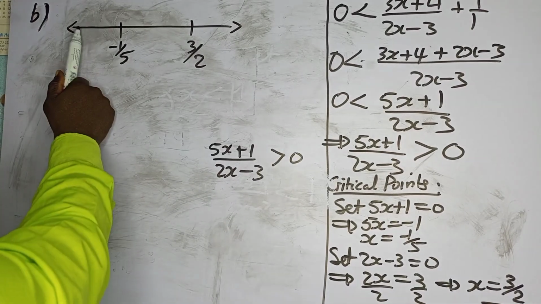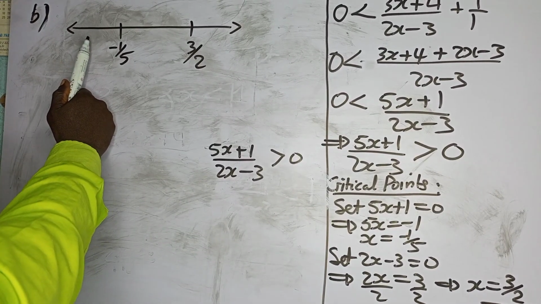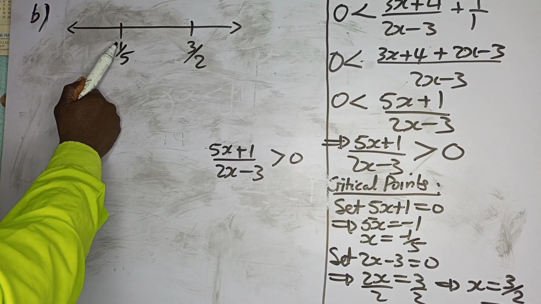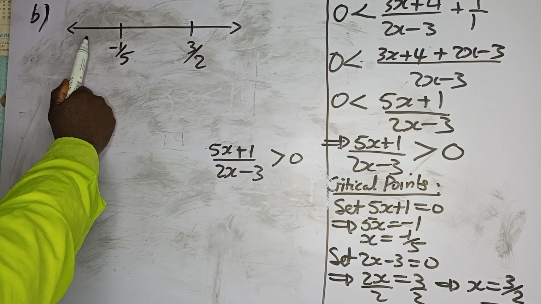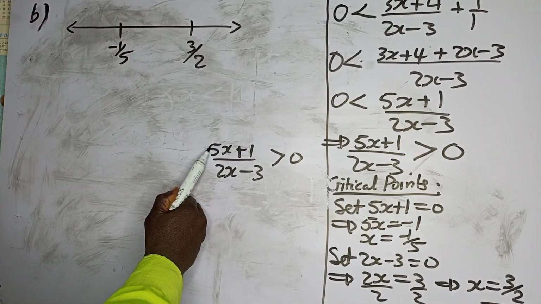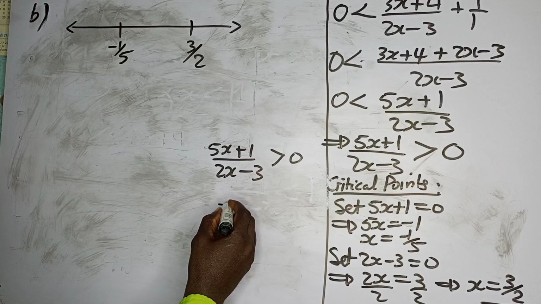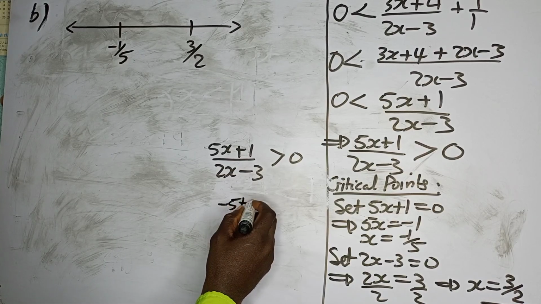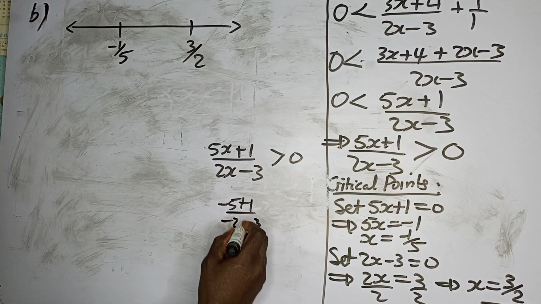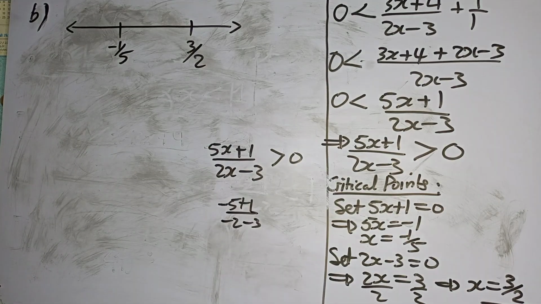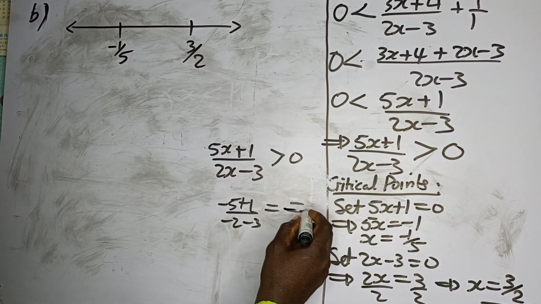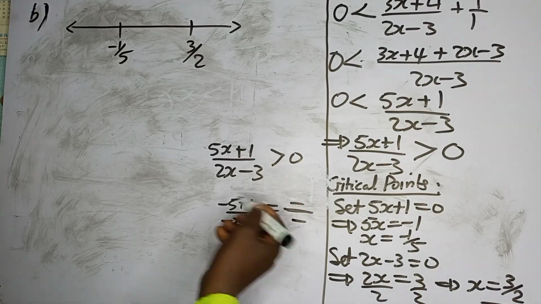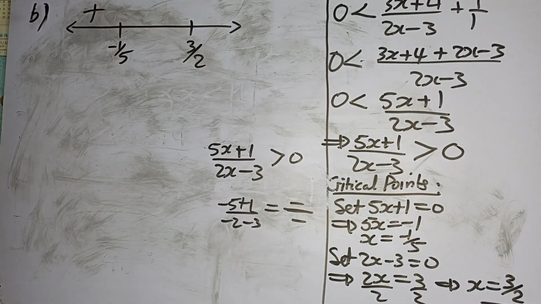Okay, let's start with this zone. Take a value in this zone. A good value in this zone, this is negative 1/5. So you can see that negative 1 is in this zone. So we can take x equals negative 1 and we'll put there. We're going to obtain negative 5. Negative 5 plus 1 all over negative 2 minus 3. Negative 5 plus 1 is negative, divided by negative 2 minus 3 is negative. So we have negative divided by negative, positive. So here we have positive.